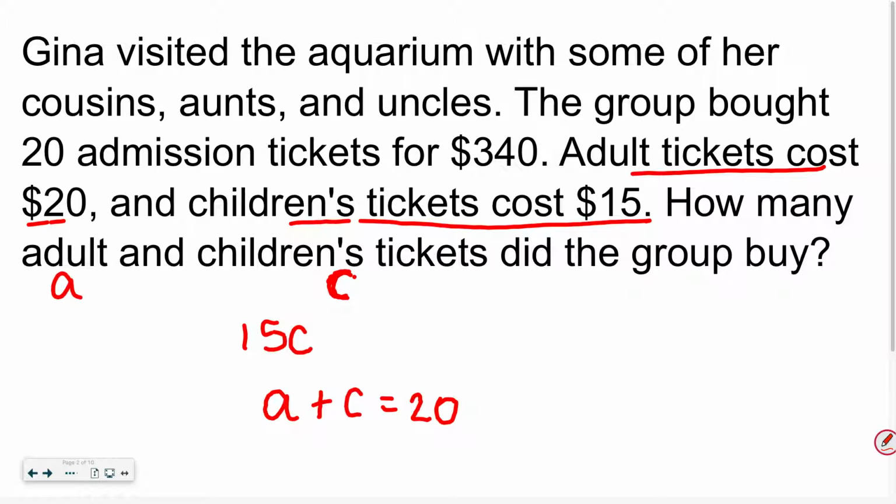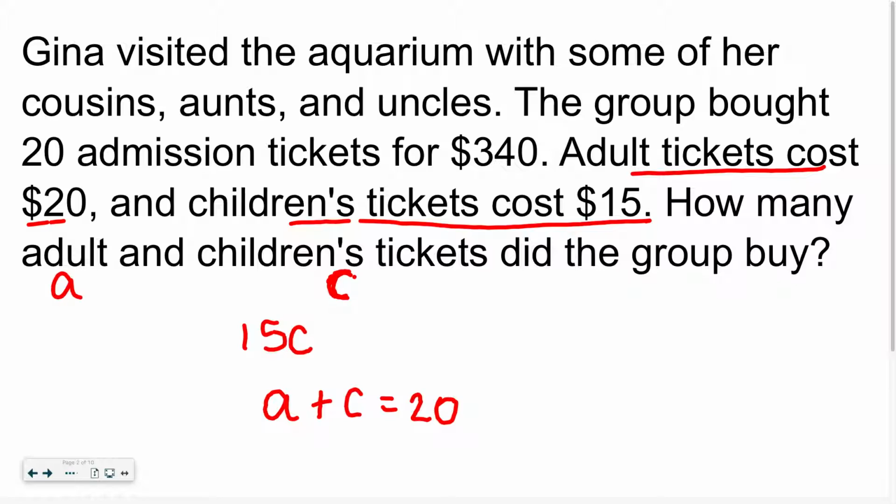Right, and we know that the only tickets they bought were what? The only type of tickets. Oh, they only bought adult tickets and children's tickets. So whatever combination of adult and children's tickets combines to give us 20. Does that equation make sense? Yes. What else? Now think about the only other information left.